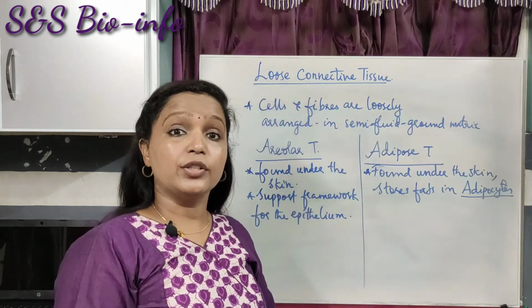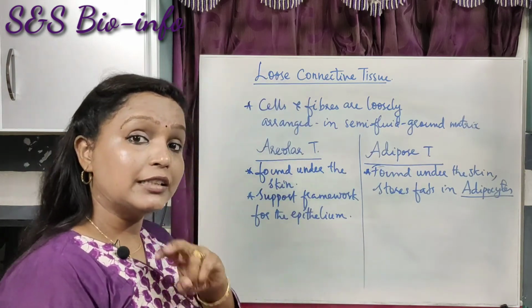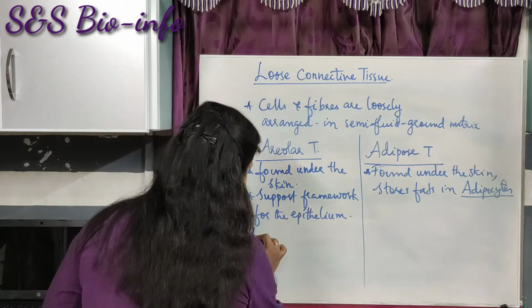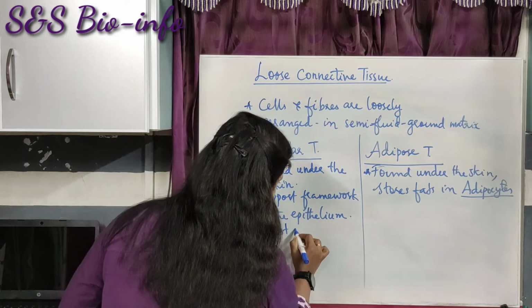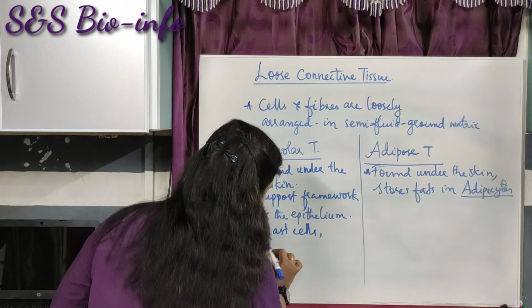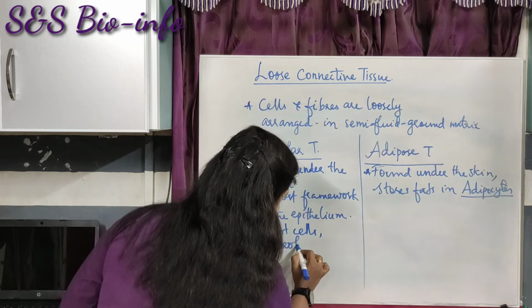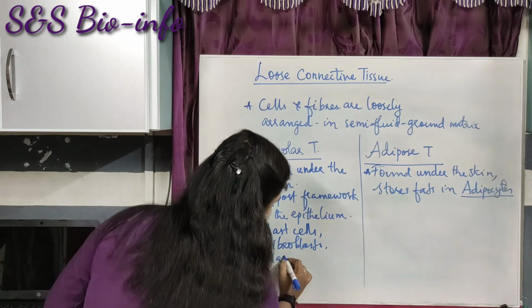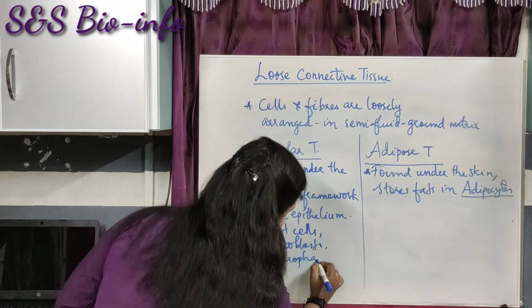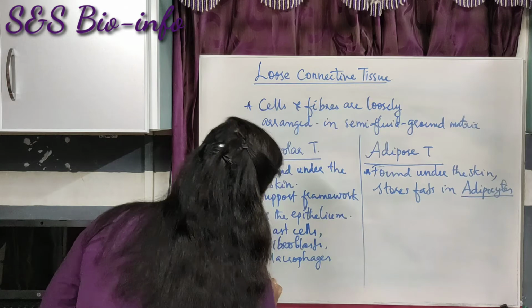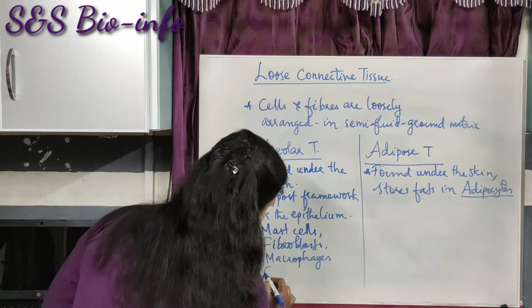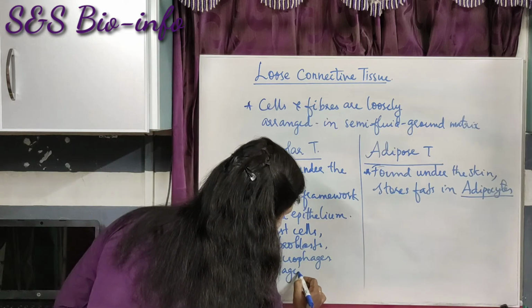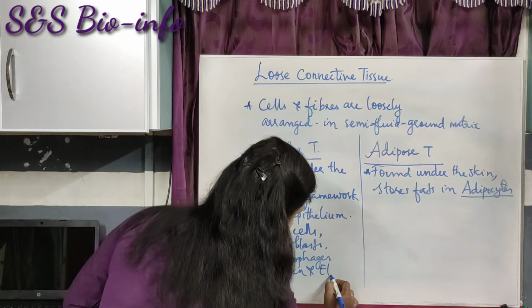The areolar tissue consists of three types of cells, such as mast cells, fibroblasts and macrophages, and two types of fibers such as collagen and elastin.